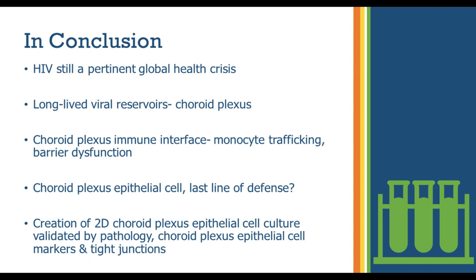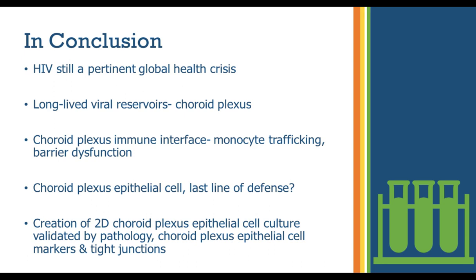So for some conclusions, HIV is still a pertinent global health crisis. This is due to the long-lived viral reservoirs, of which the brain and the choroid plexus are one. The choroid plexus is really important because it's an immune interface, with the monocyte trafficking and barrier dysfunction seen in HIV-associated neurocognitive disorders, as well as some other diseases too. So it's really important to study the choroid plexus epithelial cell barrier.